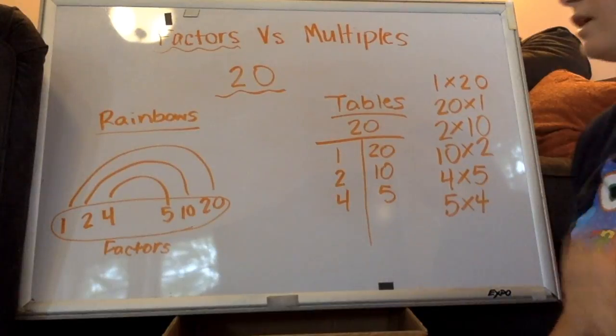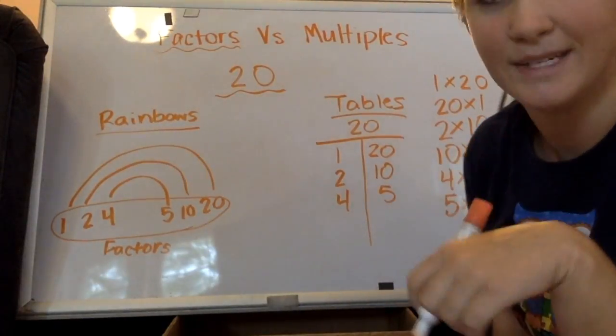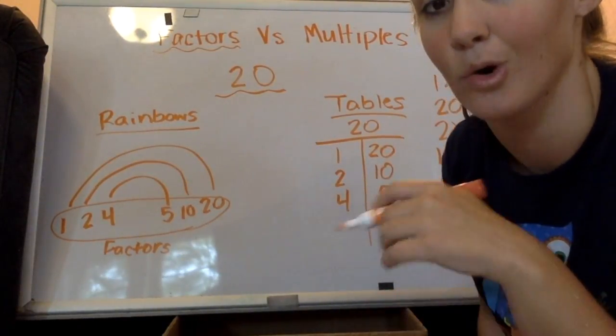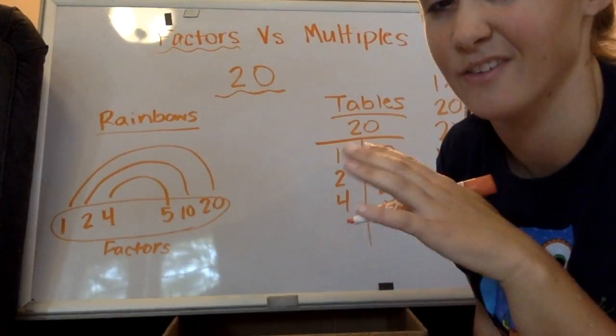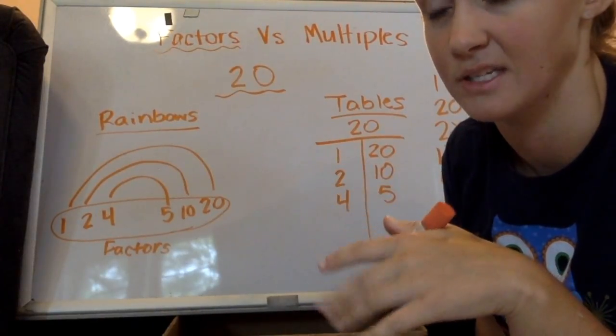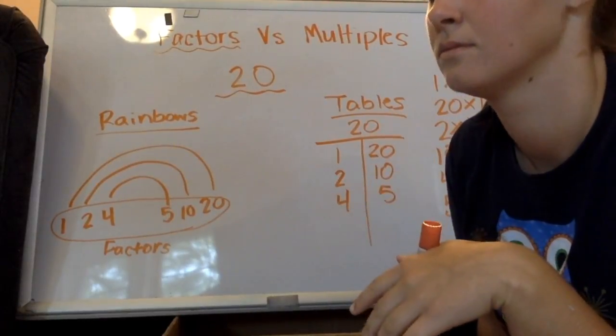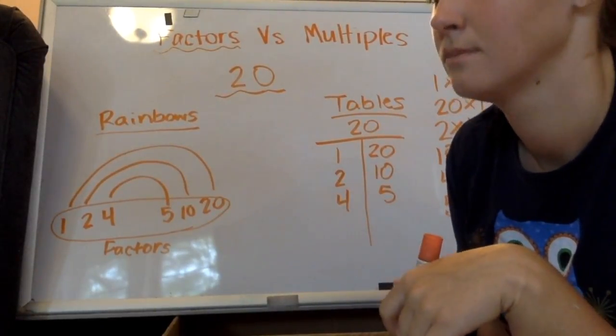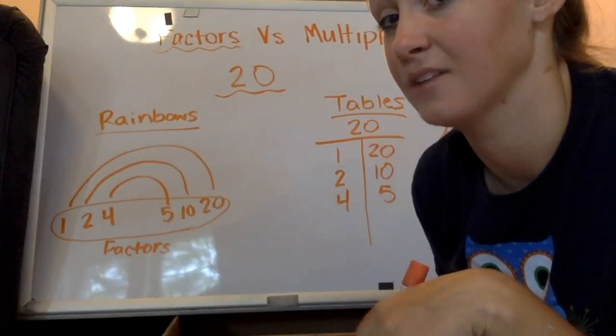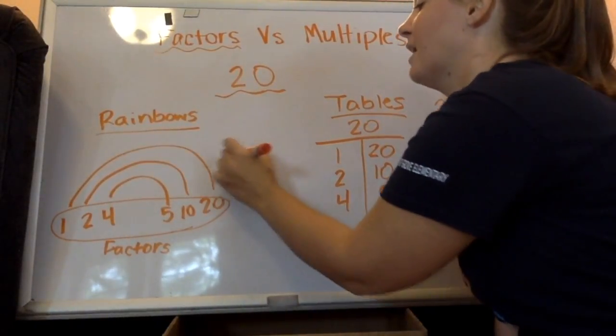So now, quick question for you. The number 20, is it a prime number or a composite number? I'm going to give you 5 seconds to think about the difference between prime and composite. And the answer is composite.